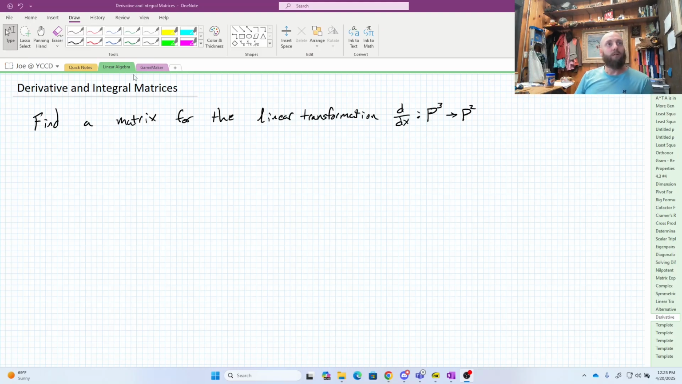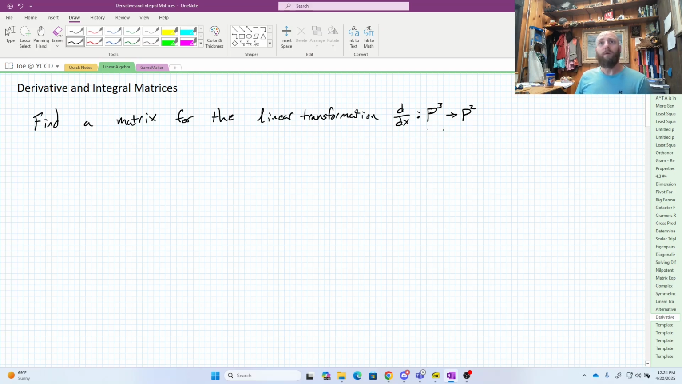Alright, so here we need to do some work finding matrices for linear transformations. And I'm going to do this using a little example. I've got a derivative that maps polynomials of degree 3 into polynomials of degree 2, and I want to find a matrix for this derivative. The first thing I'm going to need to do is pick some bases for P3 and P2. I'm going to pick these to be easy for me to deal with.